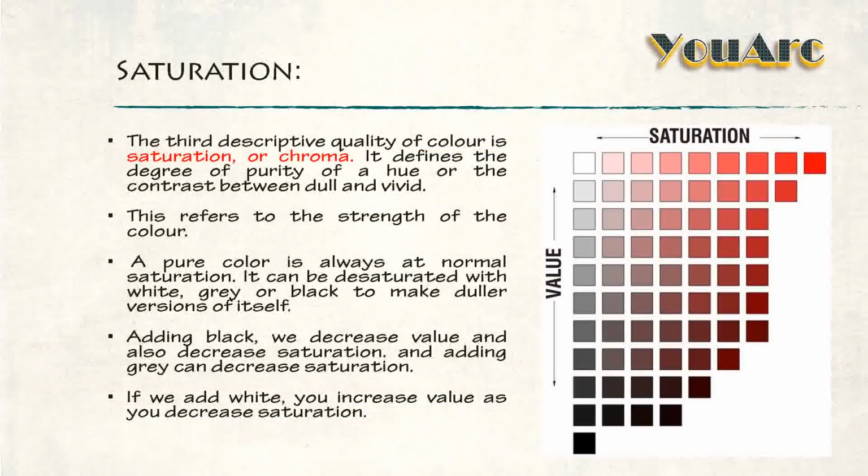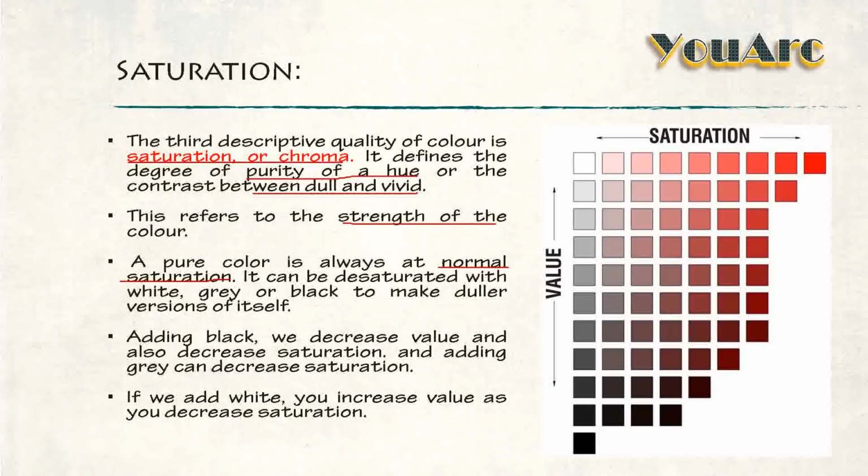Our third descriptive quality of color is saturation or chroma. It defines the purity of hue, or contrast between dull and vivid. It refers to the strength of the color. Strength of the color is referred to by this particular saturation. As we already saw, a pure hue has natural value. In values we saw the same as here, a pure color is at normal saturation.